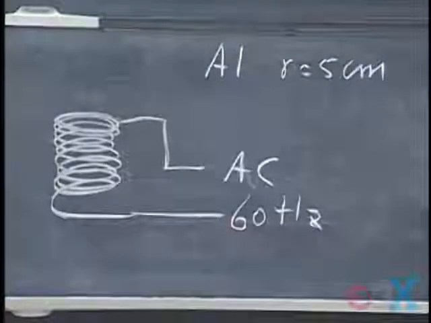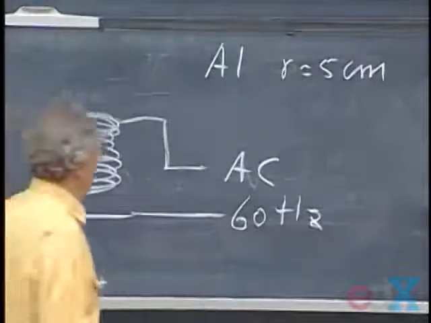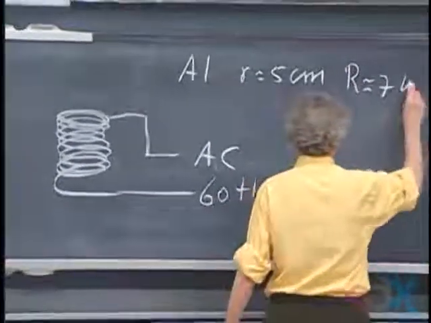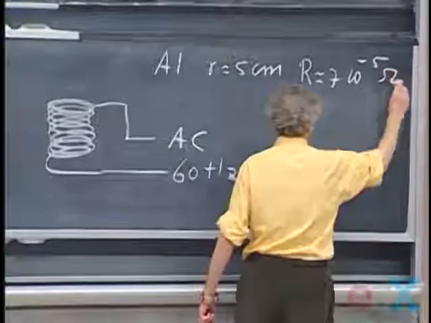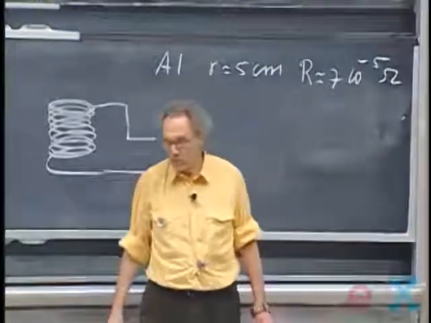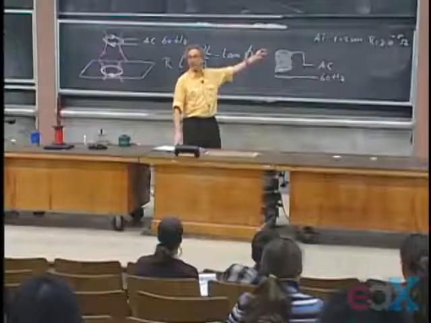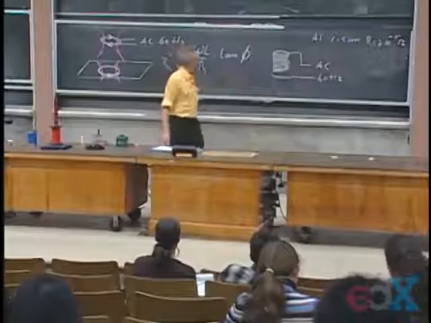You should be able to do that too if I gave you the dimensions. And so the resistance of that ring, very roughly, is about 7 times 10 to the minus 5 ohms. It's very small. That is at room temperature, by the way. At the lower temperature, the resistance is lower.